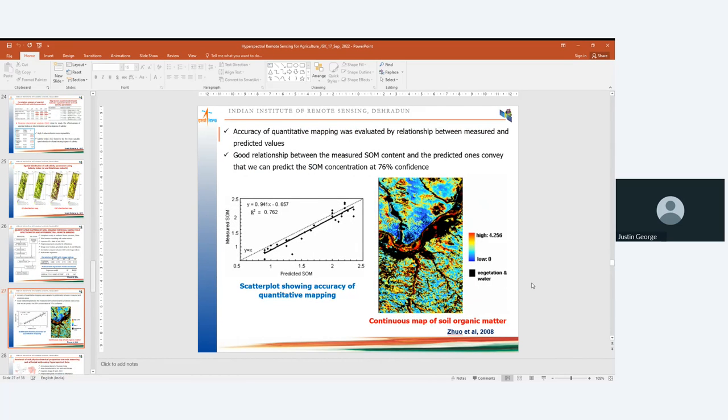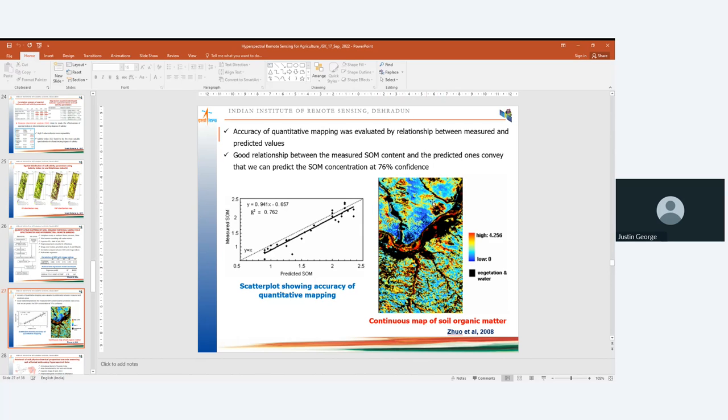And a good relationship between the measured organic matter content and the predicted ones conveyed that we can predict the soil organic matter content with around 75% to 80% confidence. They applied this developed and validated model onto the remote sensing image, and they generated a continuous map of soil organic matter.